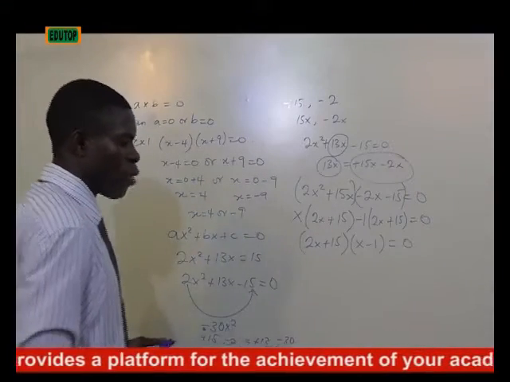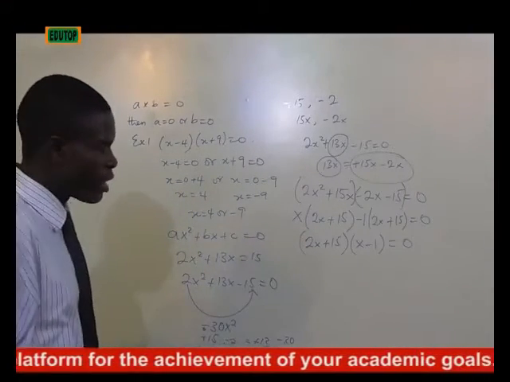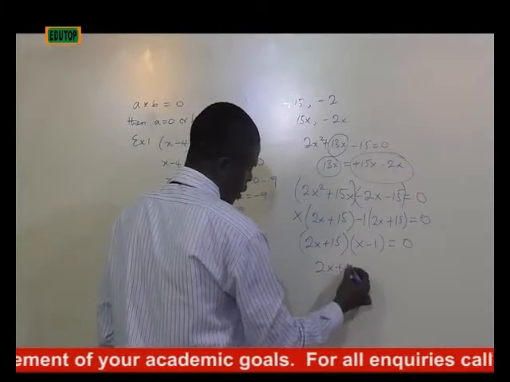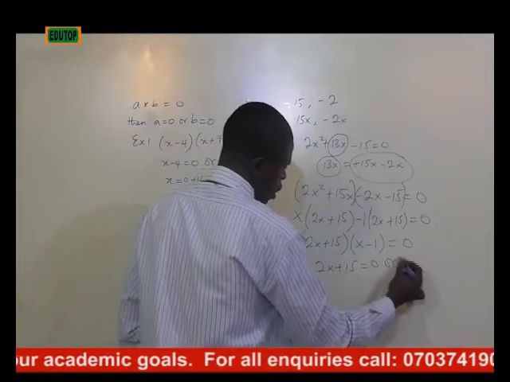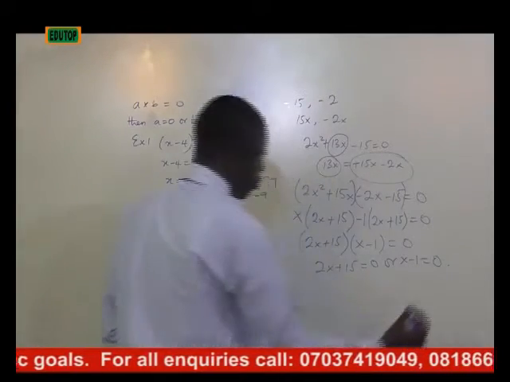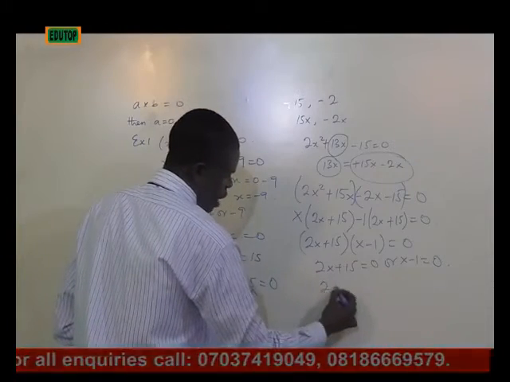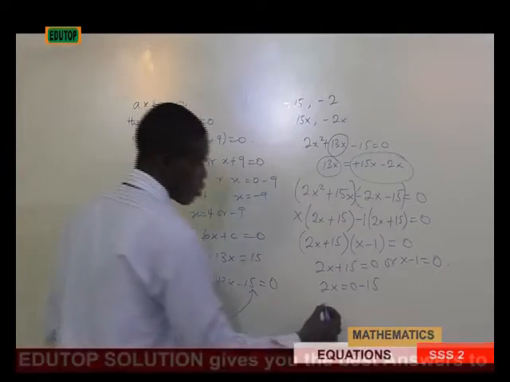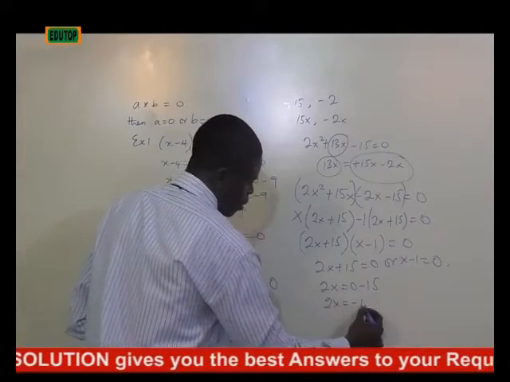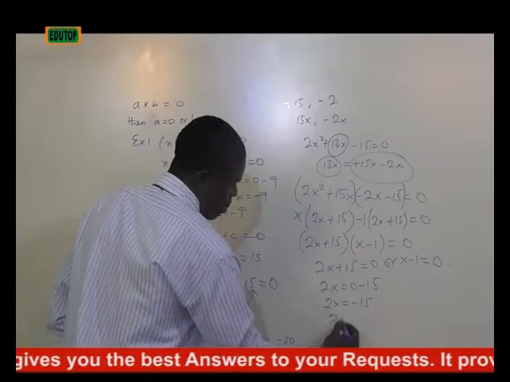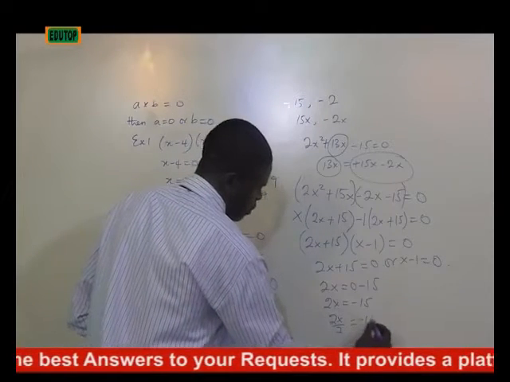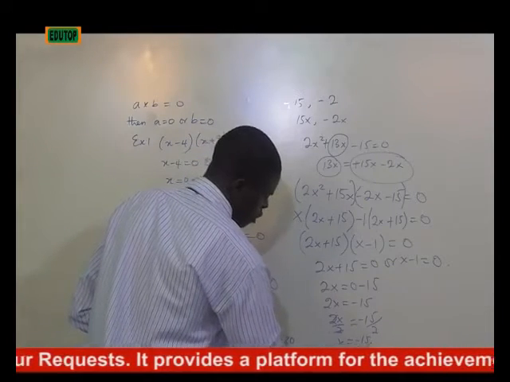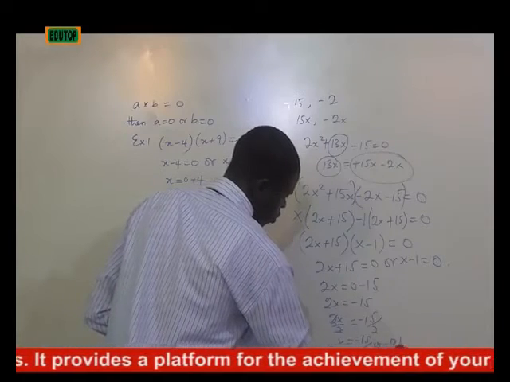So now, when you have these two entities, which equal 0, you can say that 2x plus 15 is equal to 0, or x minus 1 is equal to 0. In doing so, this one becomes 2x equals 0 minus 15, because when this one comes to the other side, the sign changes. So you have 2x equals minus 15. By dividing both sides by 2, you have minus 15 divided by 2. Then this one cancels. You have x to be minus 15 over 2, or minus 7 1/2.